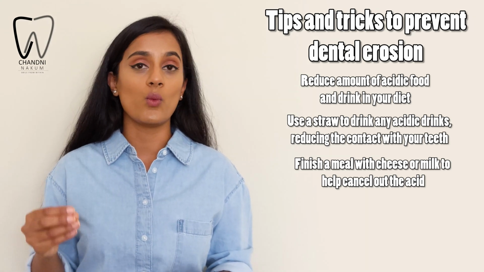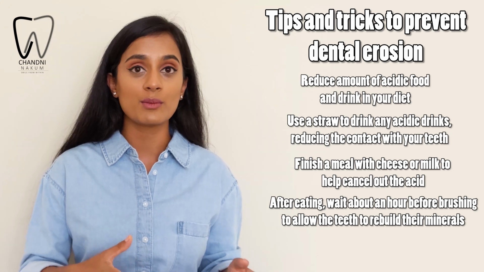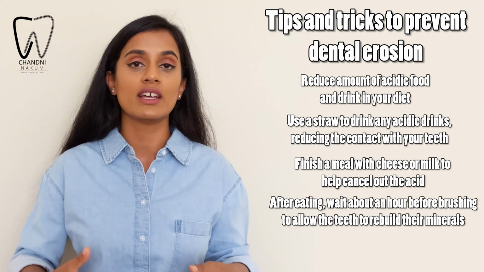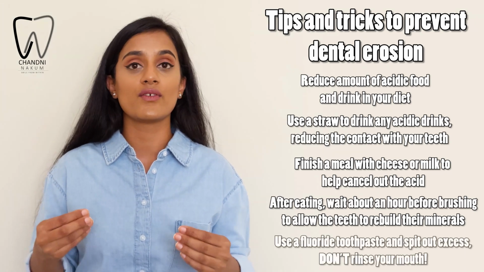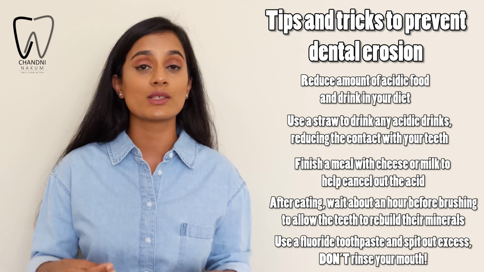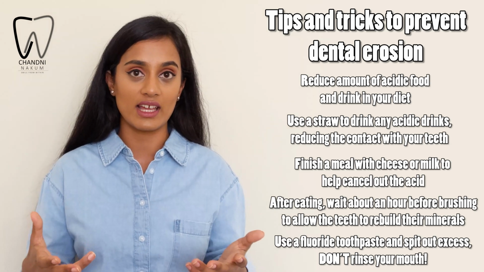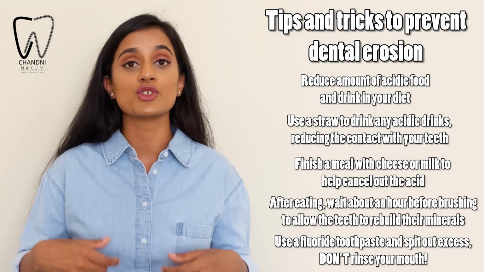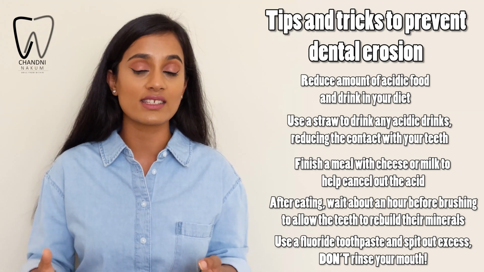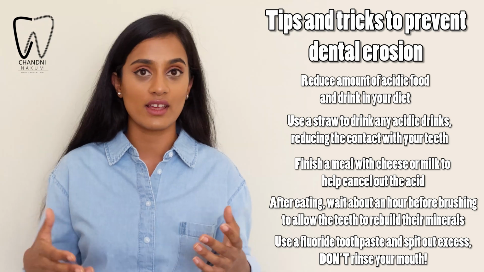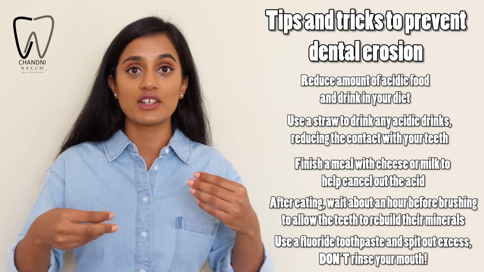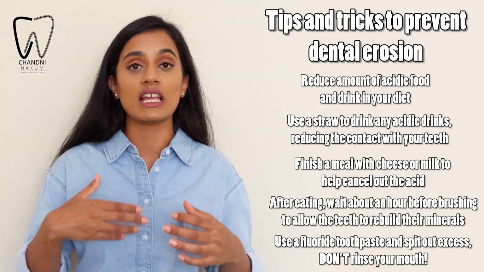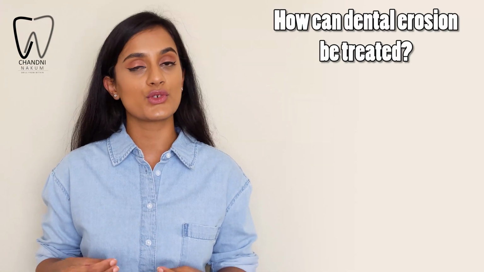Number 4, wait for an hour before brushing, because this will give your teeth some time to build up their mineral content again. And number 5, brush with a fluoride toothpaste, because this will help to re-strengthen your teeth again. It's always a good idea to just spit out the excess toothpaste and not rinse your mouth with anything, no mouthwash or water, because you want to keep as much of the fluoride from the toothpaste on your teeth for as long as possible.